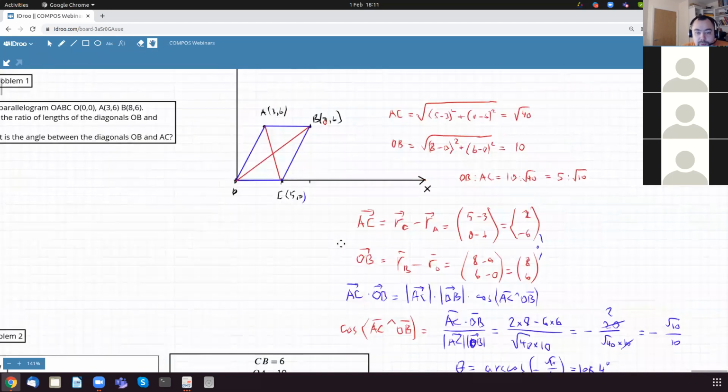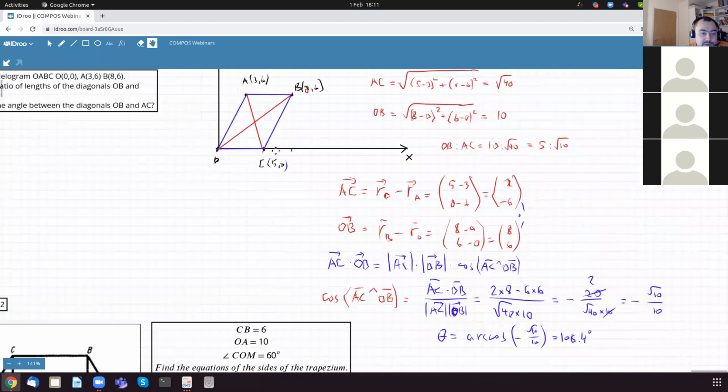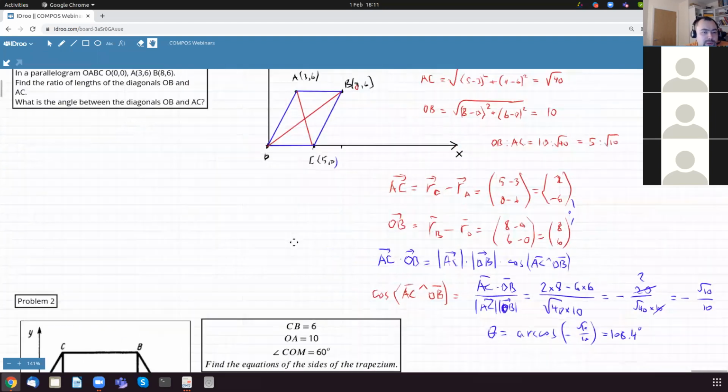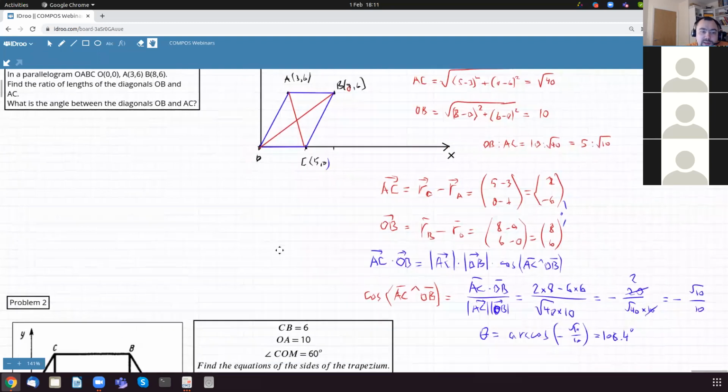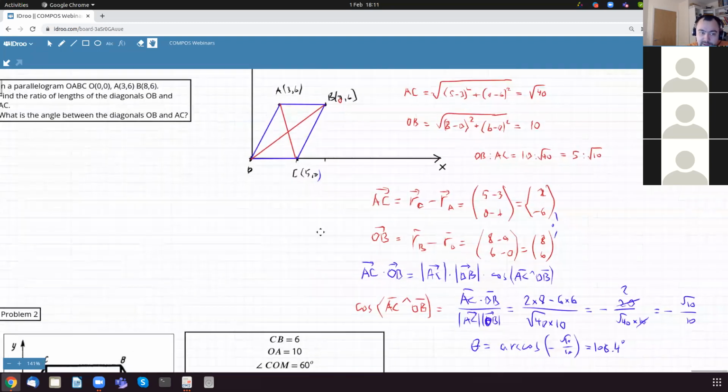There are many other ways in which you can do this. Yes, cosine rule, for example. What else? Well, you can find the equations and use the gradients to figure out the angle. But I've chosen one of the easy ways, I guess.